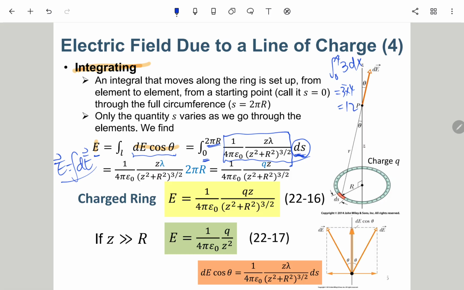This is a similar thing. We can just put this whole thing in front. Integrating ds from 0 to 2 pi r gives nothing but 2 pi r. And then this whole stuff is this one, and the integration goes to here. So finally we just need to do some cancellation.